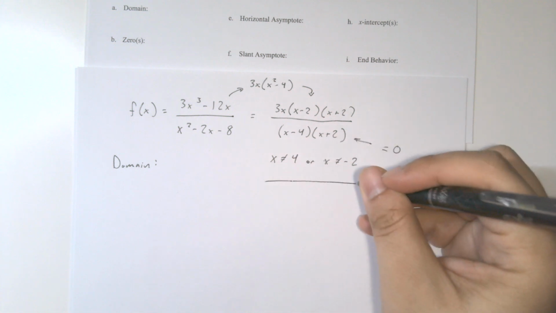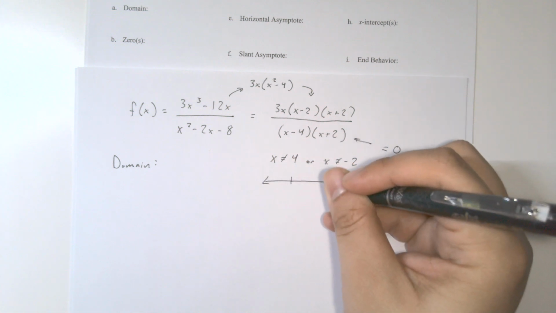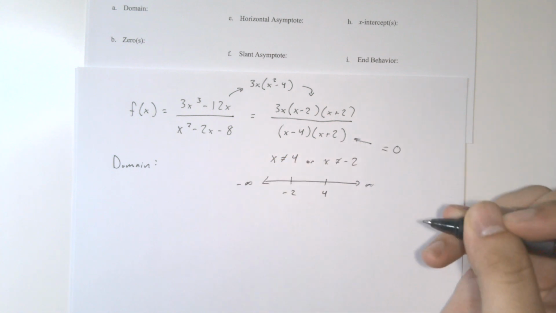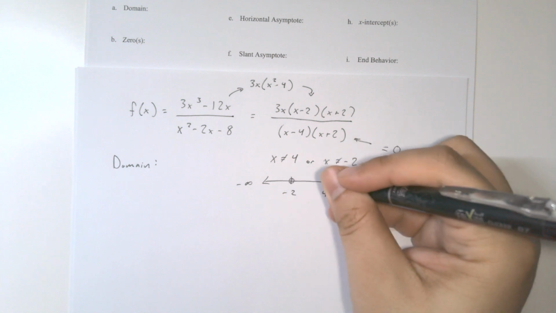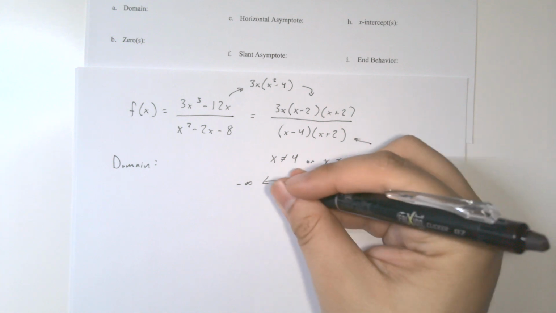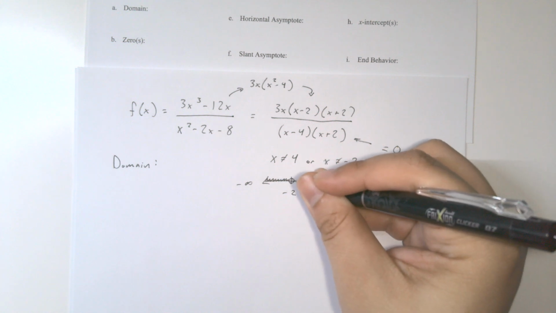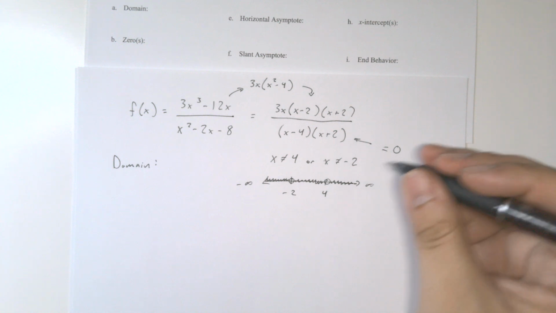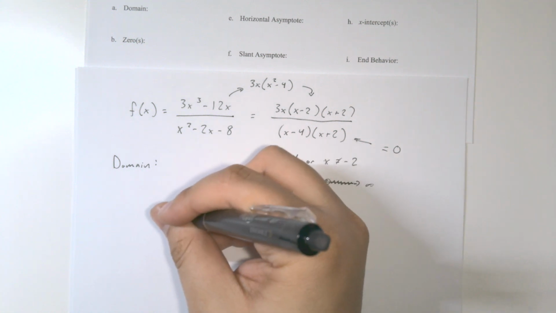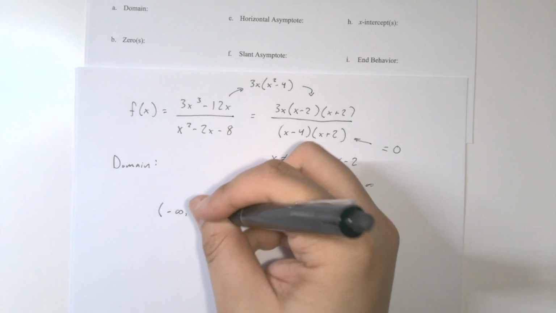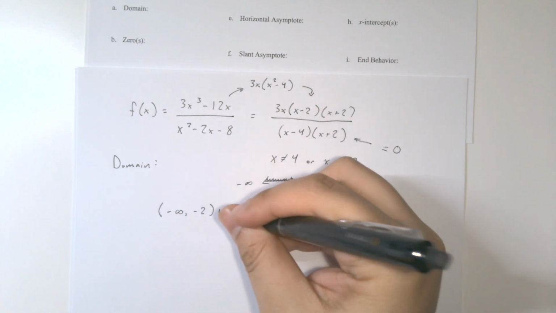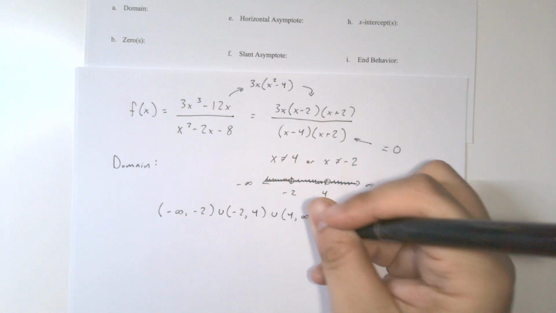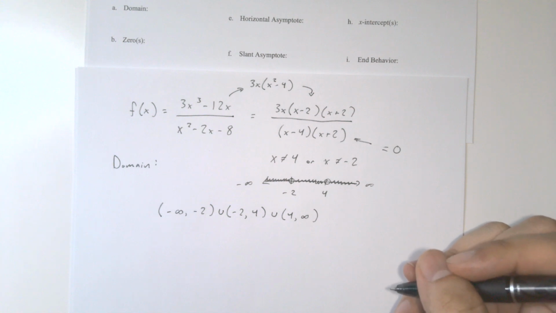So that means that on a number line, from negative infinity to positive infinity, any number is good except negative 2 and 4. So everything over here is fine. Everything in between those two is fine. Everything to the right is fine. So our domain is everything from negative infinity to negative 2, union from negative 2 to 4, union from 4 to positive infinity. And so this is our domain.